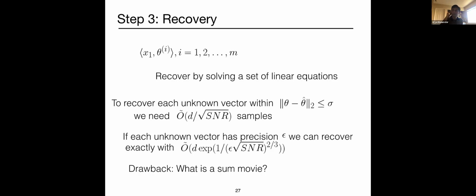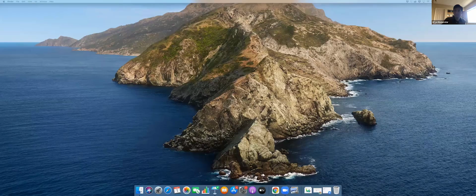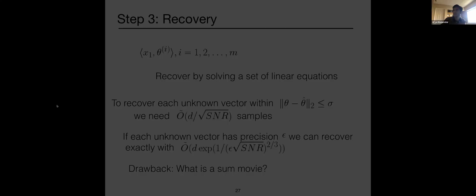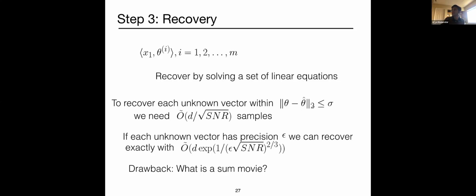Okay. So in the last step, once I have clubbed this, I can just recover this by solving a set of noisy linear equations. If I plug everything in, it turns out that to recover each unknown vector with some precision, for example, if sigma was the noise, and I want to learn every unknown vector within L2 norm of order sigma, we need only order of d divided by square root of SNR number of samples.